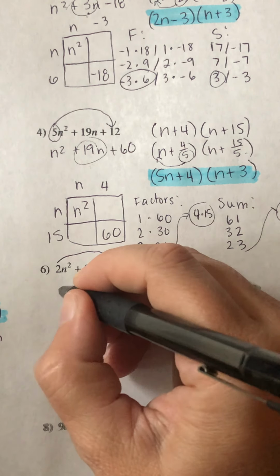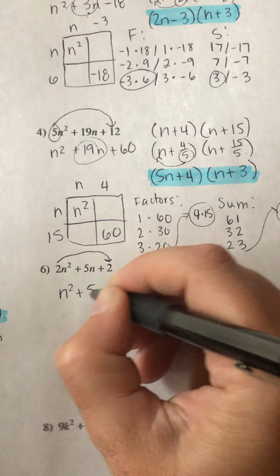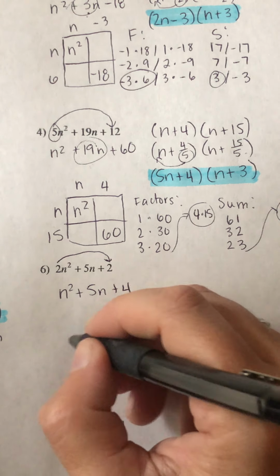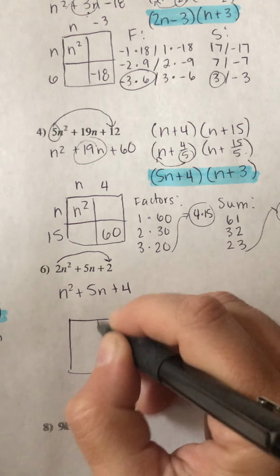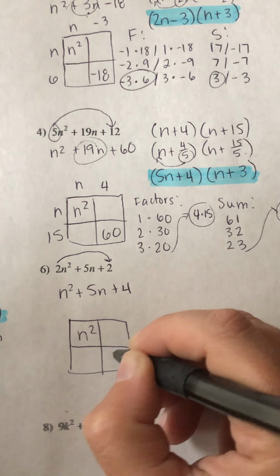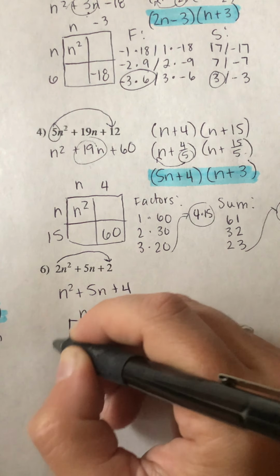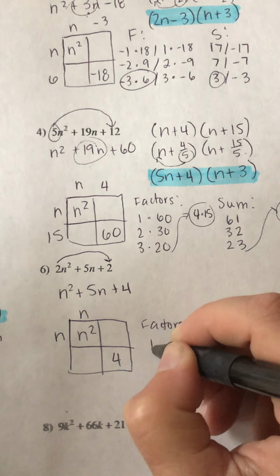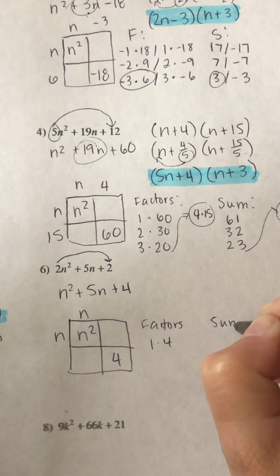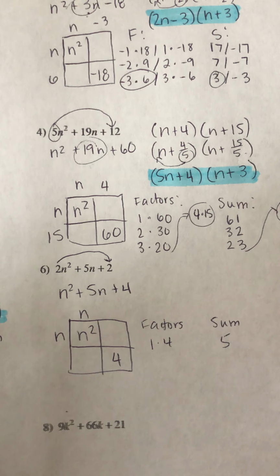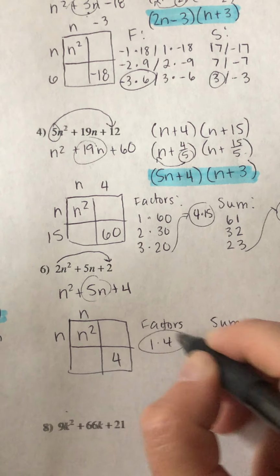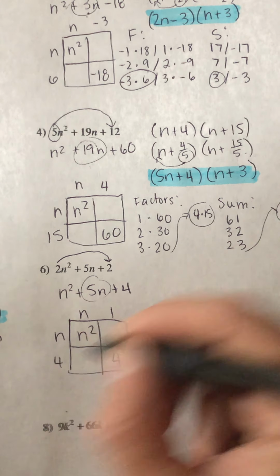Two times 2 is going to give us 4, so we have n squared plus 5n plus 4. Again, all positives. This is very nice. And our factors are 1 times 4. It's going to give us 5. We really don't even have to go any farther because that's what we're looking for. So if we see 5, we're going to use the factors 1 and 4.